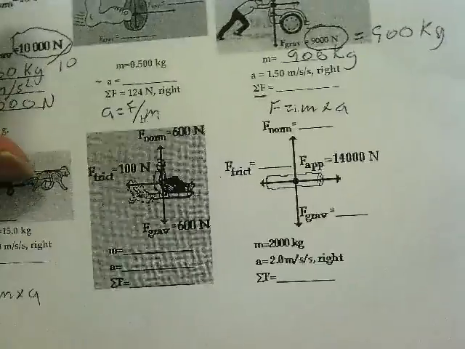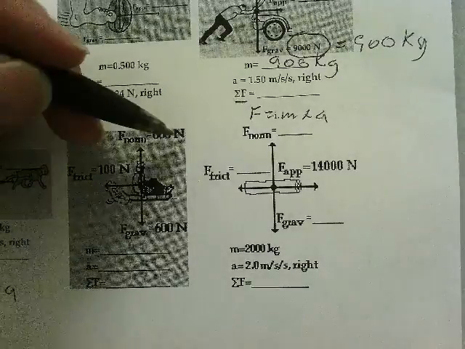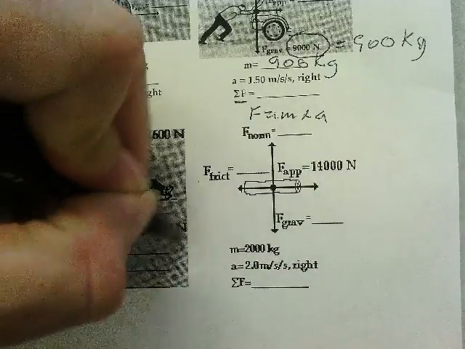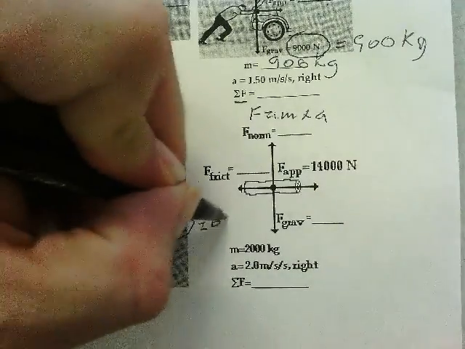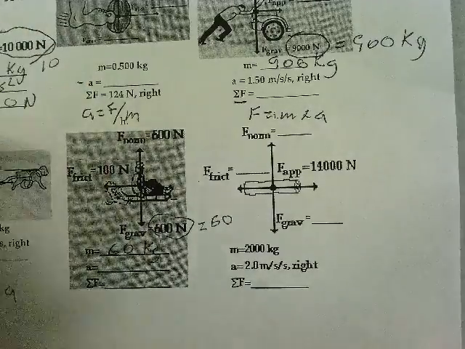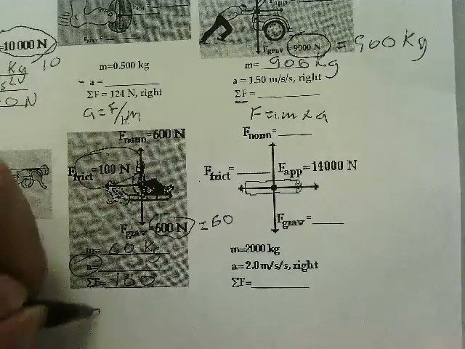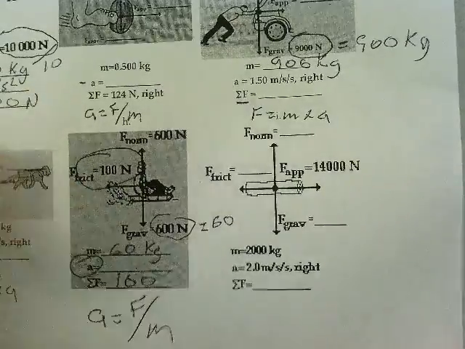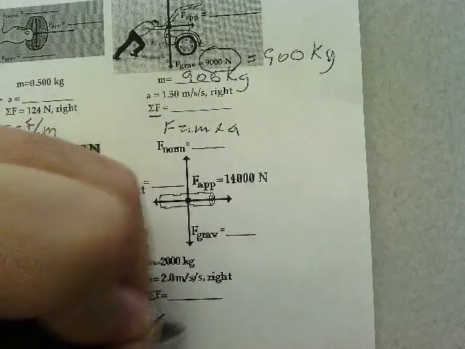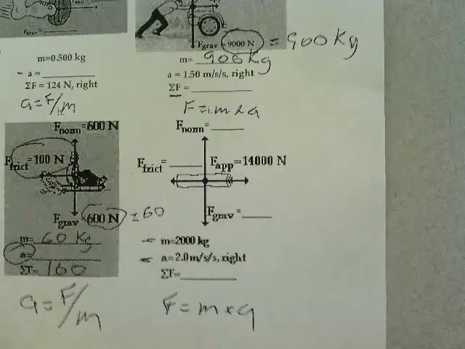All right, so we have this nice guy sledding, and we don't have a mass, but we have a weight. So divide that by 10, we have 60 kilograms. And we have a force of 100. So we're finding acceleration again. And we have a mass and we have an acceleration, so F equals M times A on the last one.